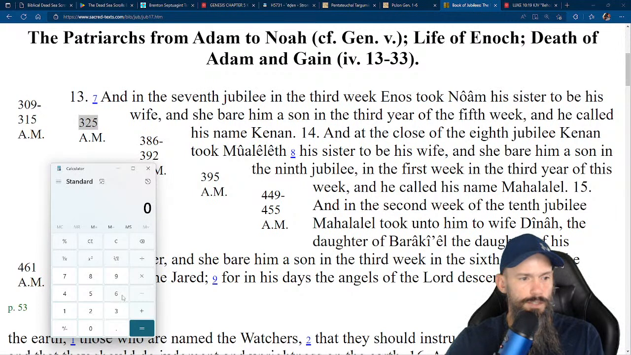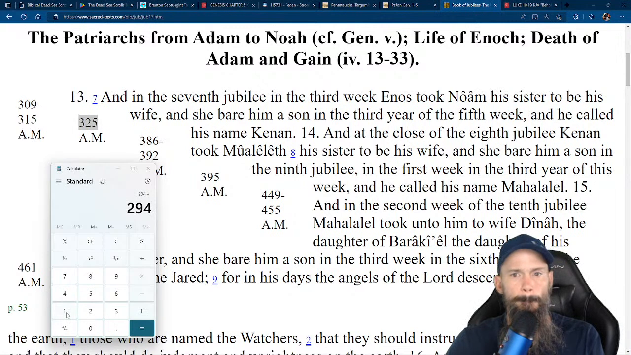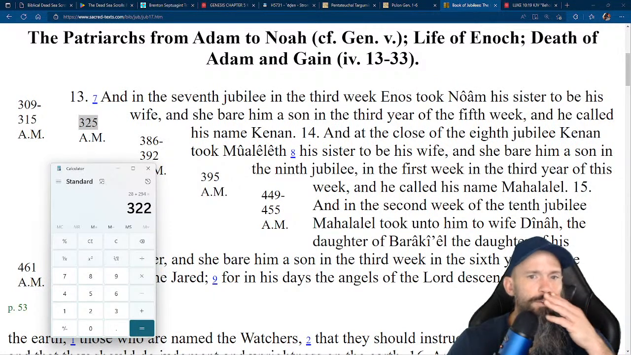No, it'd be 6, because the 7th's not over yet. So 6 Jubilees, 294. 7th Jubilee, 295. In the 3rd year, the 5th week. So 4 times 7 plus 294. Okay, 4 times 7 plus 294 equals 322. Third year of the 5th week plus 3, 325. All right, so that's correct, 325.